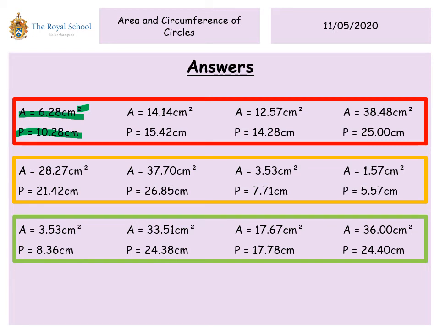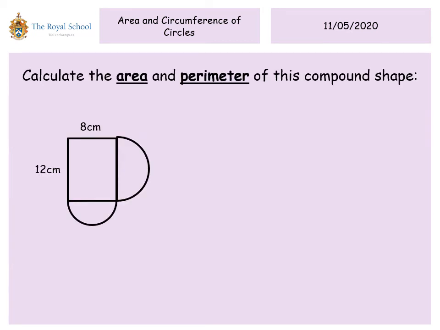And finally then, we're going to move on to our compound shapes. So a compound shape here is going to be one that involves shapes made from the more basic ones that we should be aware of. So this shape here, we can see, hopefully we could spot that there's a rectangle in the middle, and there's a semicircle here, and then a semicircle here.